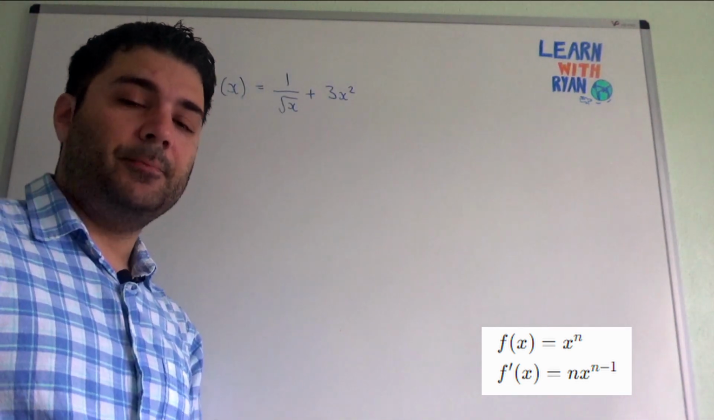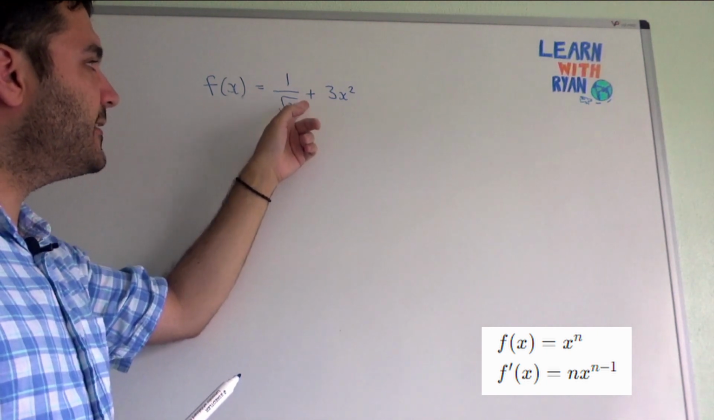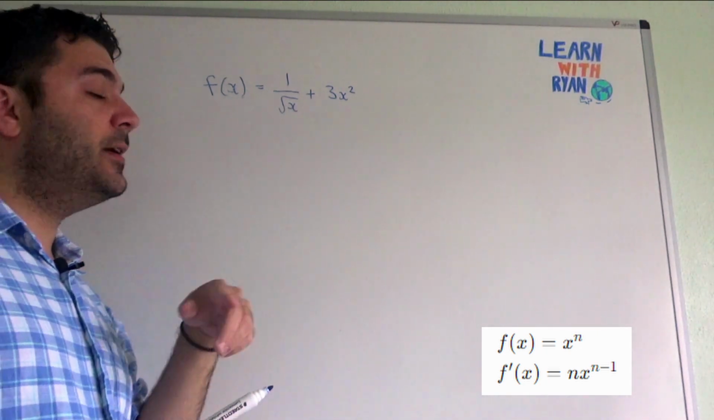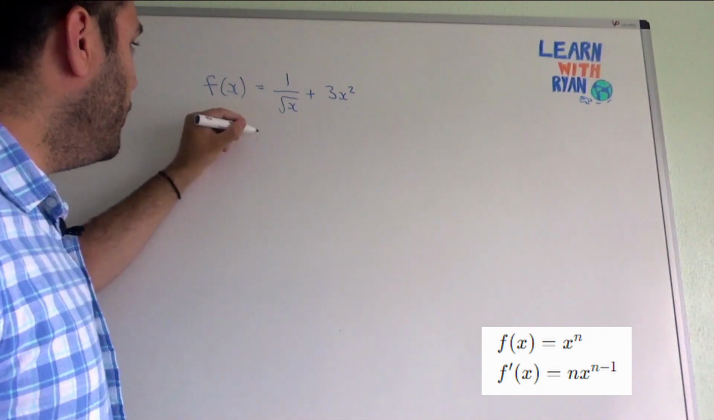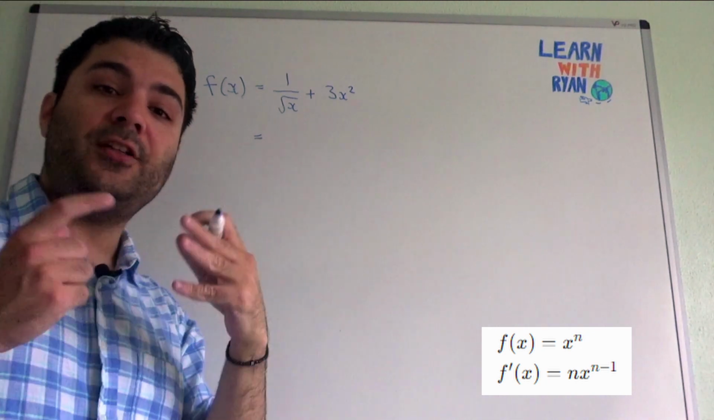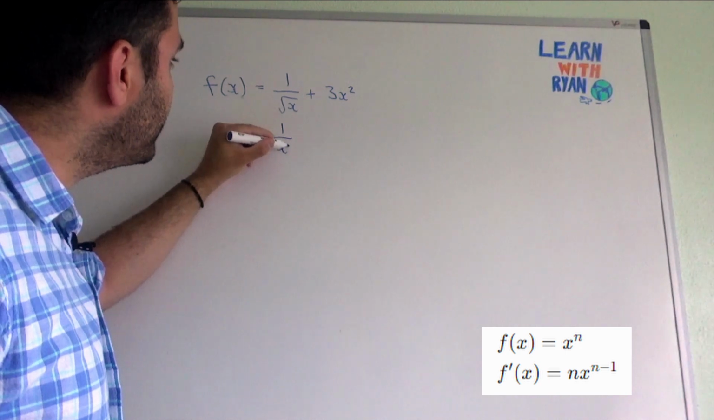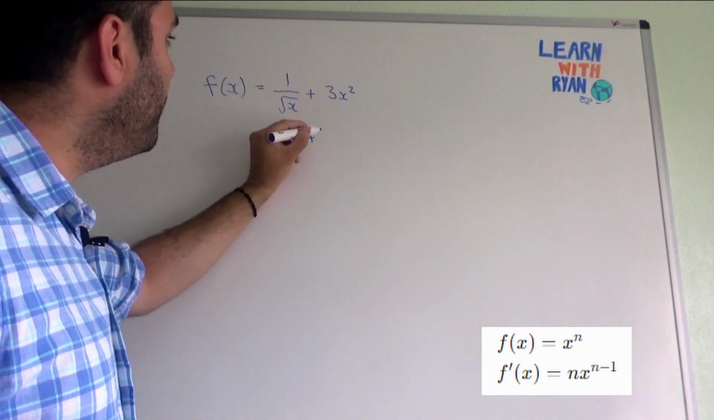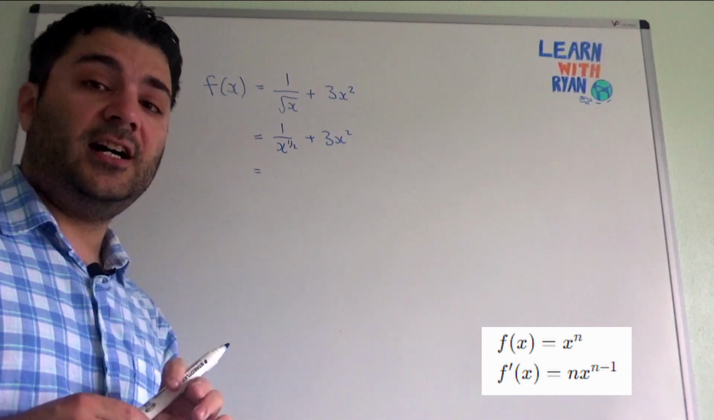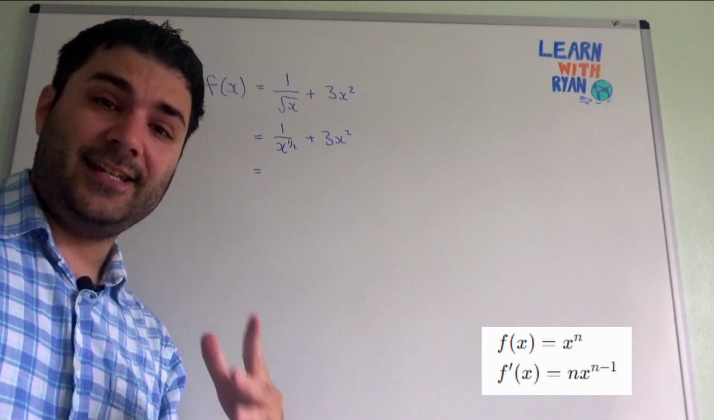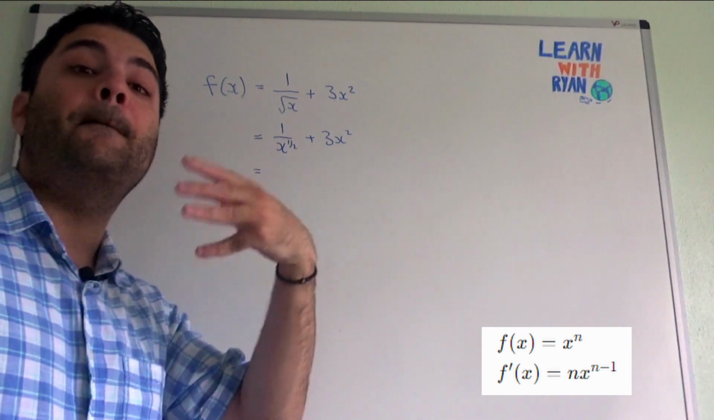Okay, here's another example. So we've got f of x this time is equal to 1 over root x plus 3x squared. So again, we need to write them in terms of powers of x. So 1 over root x. Well, we know that root x is the same as x to the half. So that's 1 over x to the half. And then we've still got our plus 3x squared. Now 1 over x to the half, well, we can write that as a negative power, can't we? So 1 over x to the half is the same as x to the minus a half.